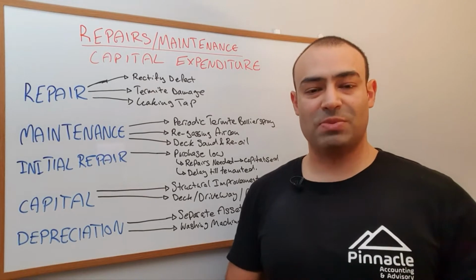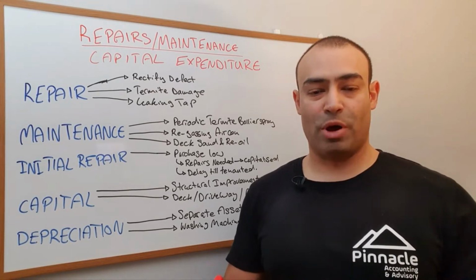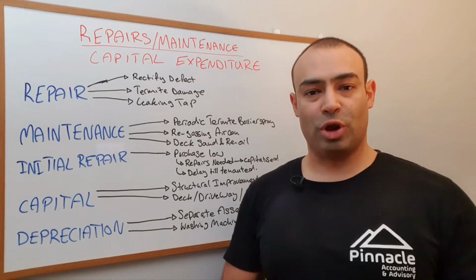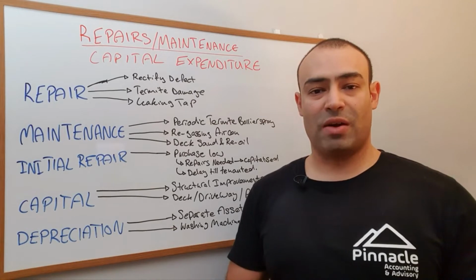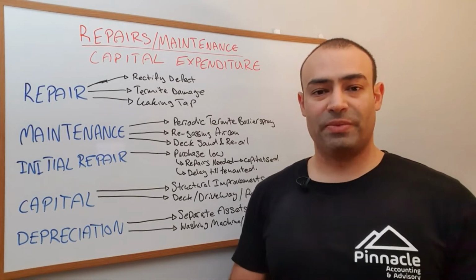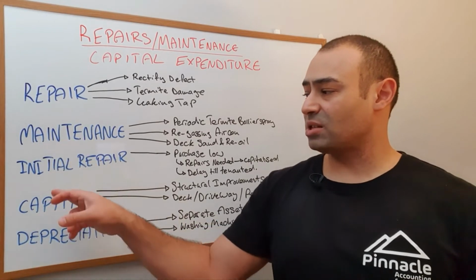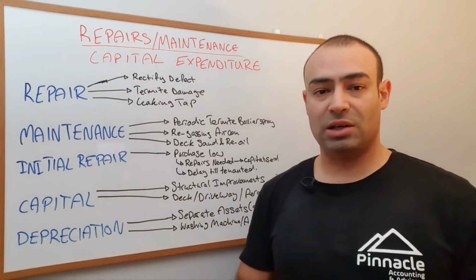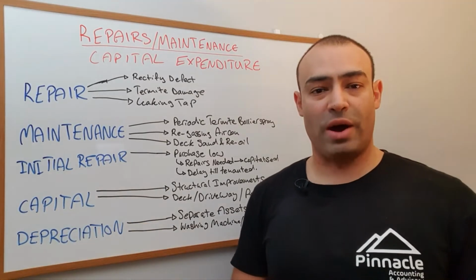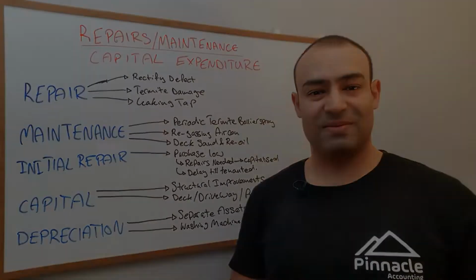We are still speaking about rental properties being both commercial or domestic in nature. We're going to be covering 5 things in this video, mainly being repairs, maintenance, initial repairs, capital and depreciation. So let's jump right in and get into the detail of those items.